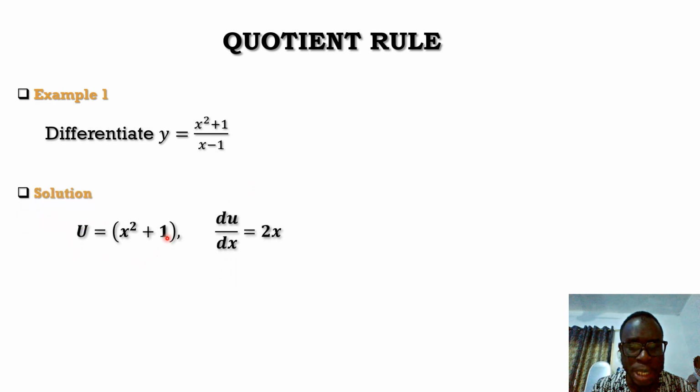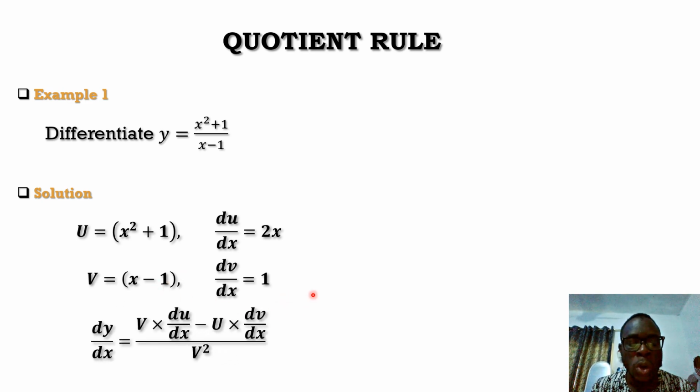We let u be the numerator, which is x squared plus 1. So du/dx is equal to 2x. Then v is equal to the denominator, which is x minus 1. When you differentiate v with respect to x, we are going to get 1 because the derivative of the constant is 0. So here we quote the formula for the quotient rule, which is dy/dx equal to v times du/dx minus u times dv/dx, all divided by the denominator squared, which is v squared.